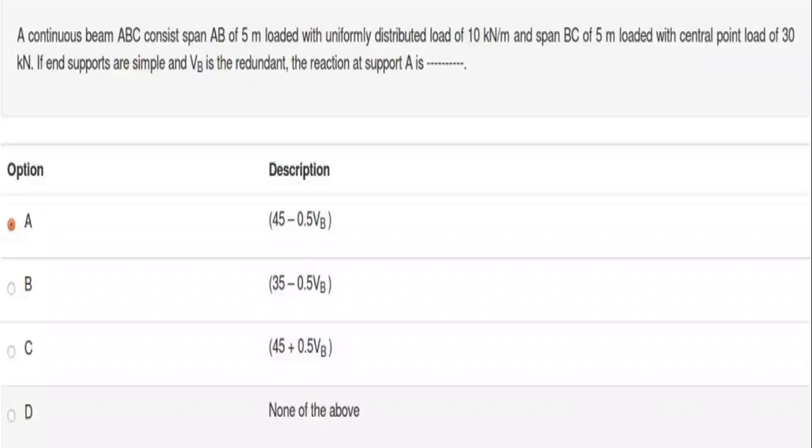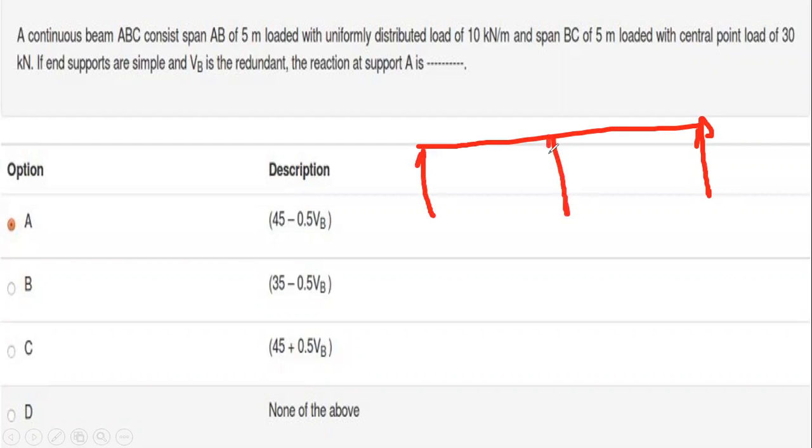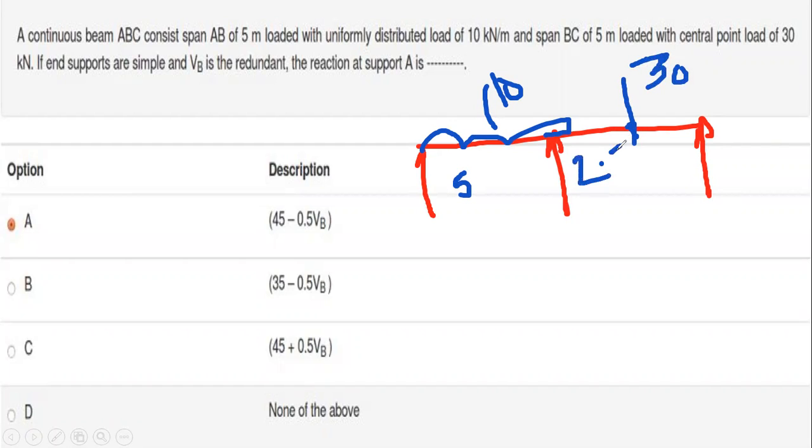So next, again a continuous beam ABC is there. Drawing the continuous beam ABC, all end supports are simple. AB is subjected to the UDL of 10, and this will be 5 meter. Then BC has a central point load of 30 kilonewton. The distance is 5, which means this will be 2.5 and this will be 2.5. This is C, this is B, this is A.